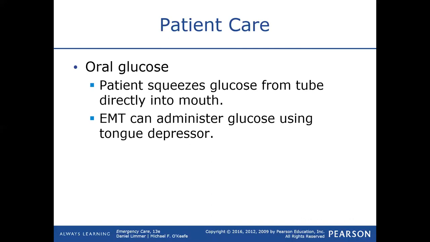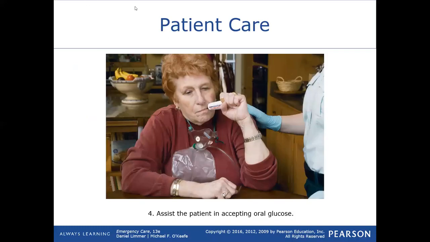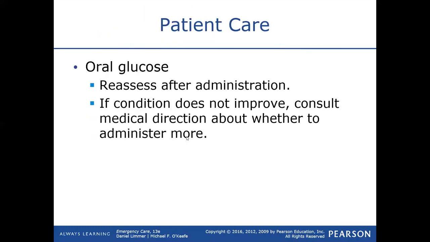When we administer the glucose, the patient squeezes glucose from the tube directly into the mouth. You can administer glucose using a tongue depressor. Like I said, you can put it on the tongue depressor and you can put it in the side of their mouth only if they're responsive. Okay. There's a picture of it right there. All right. Oral glucose.